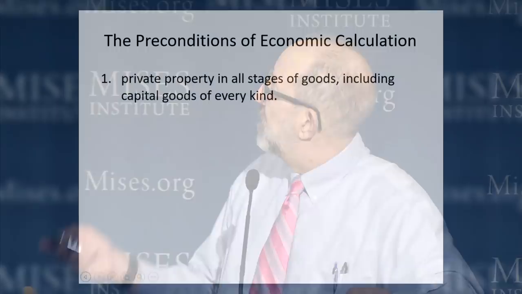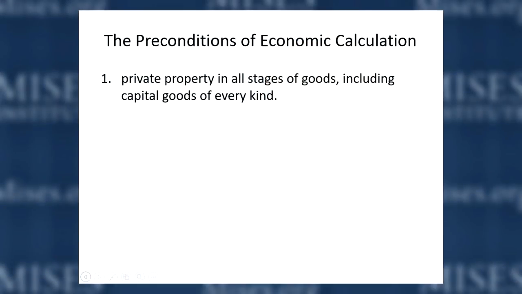So what Mises said is, in order to have economic calculation, you need private property, not just in consumer goods, but in all stages of goods, including capital goods of every kind. You need the freedom to exchange these goods. In past history, you had certain laws that allowed people to own property, but they couldn't sell it. The family couldn't divide up and sell the property.